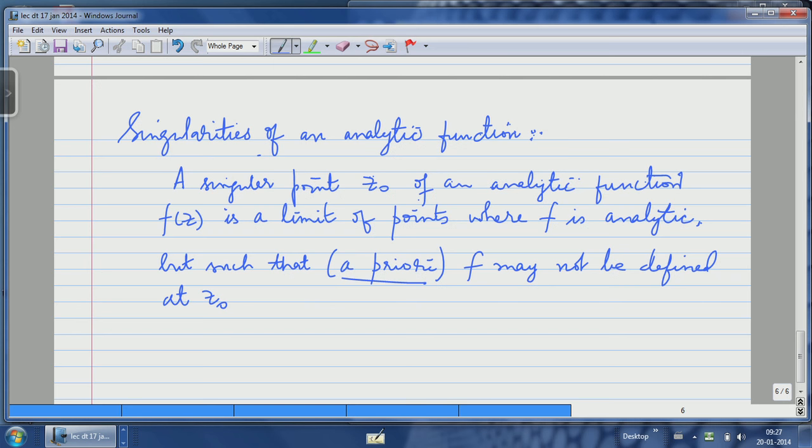That means the function should be defined no matter how close I get to z naught. Only if the function is defined can I study it. So that is the reason why a singular point is always defined as a limit of good points. What I want to tell you is that there are functions for which singularities per se do not exist.